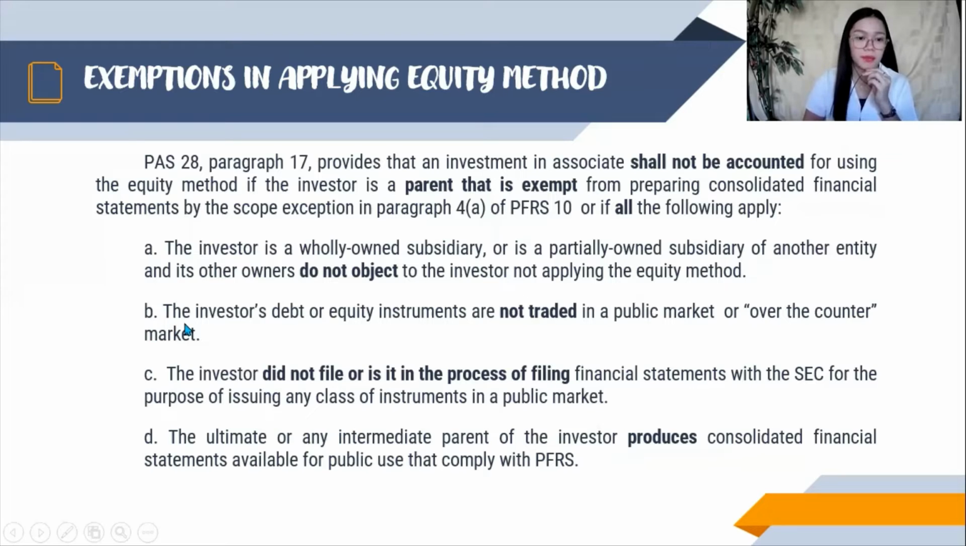Letter B: the investor's debt or equity instruments are not traded in a public market or over-the-counter market. So our debt or equity instruments as an investor are not traded in a public market, meaning they are not publicly listed, such that the public cannot purchase ownership in our company. If they are not publicly traded, we are exempted in applying the equity method.